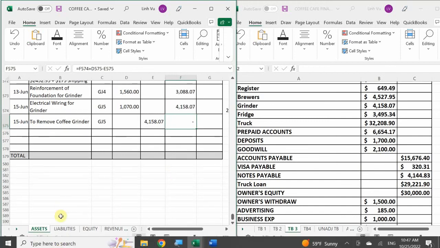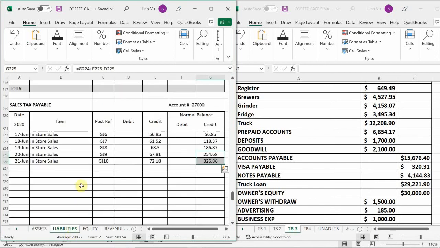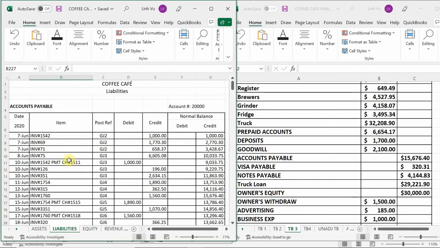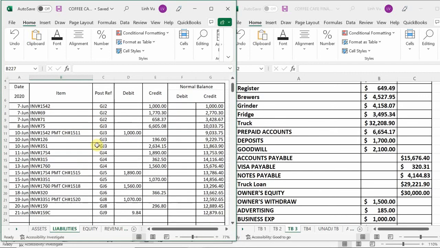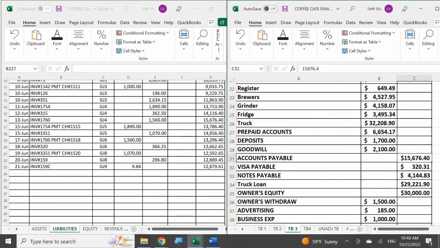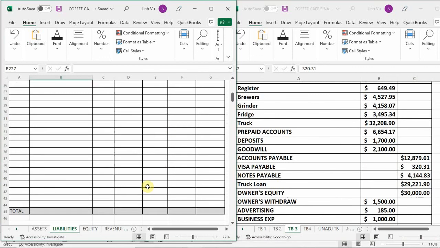All right. So now that we finished my assets, let's go through my liabilities. Okay, so liabilities, I've accrued a lot more now, where I have more stuff now. First one I have here is my accounts payable. What is my current accounts payable account right now? 12,879.61. Okay, 12,879.61. Good. What about my Visa payable account?